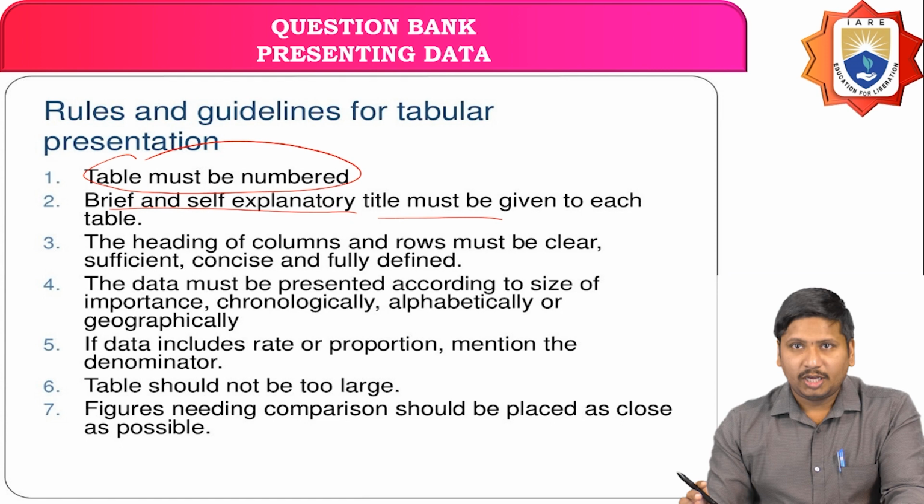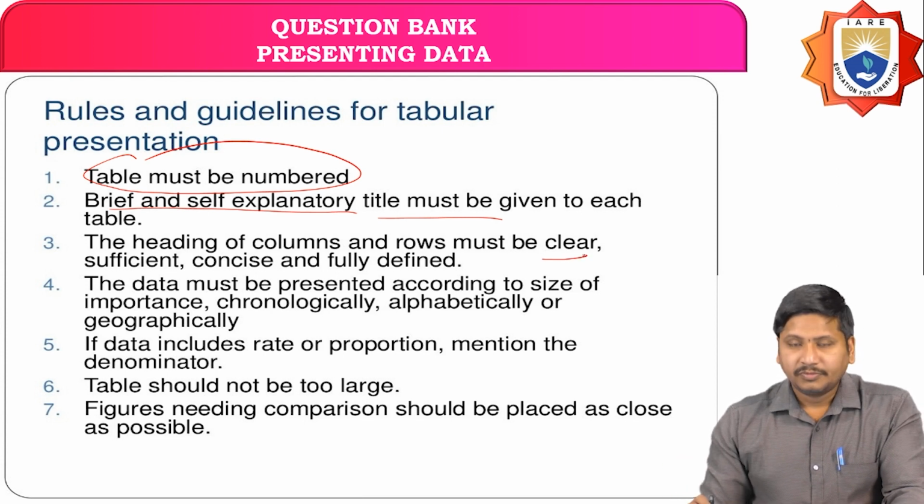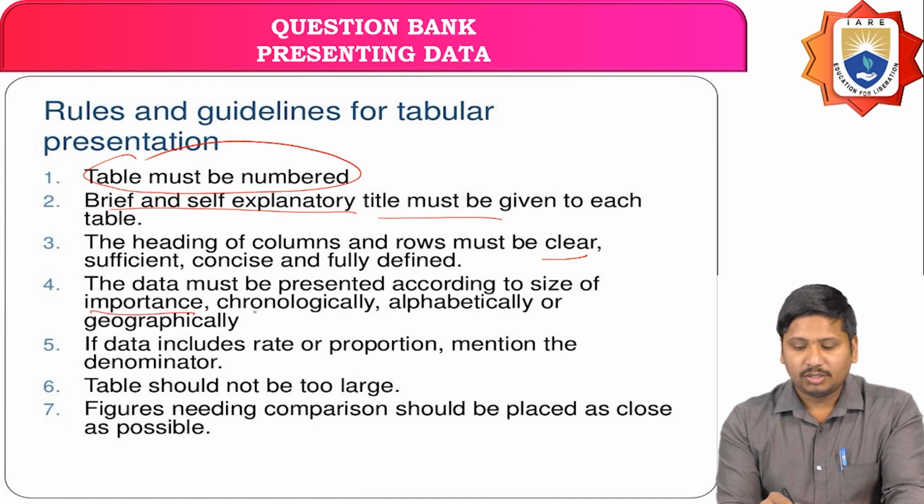Whatever table I am taking, some brief title should be given, and the headings and columns must be clear, concise, and fully defined. Whatever headings and columns you are taking should be clear, sufficient, concise and fully defined. And the data I am presenting should be arranged according to size of importance, chronologically, alphabetically, and geographically.